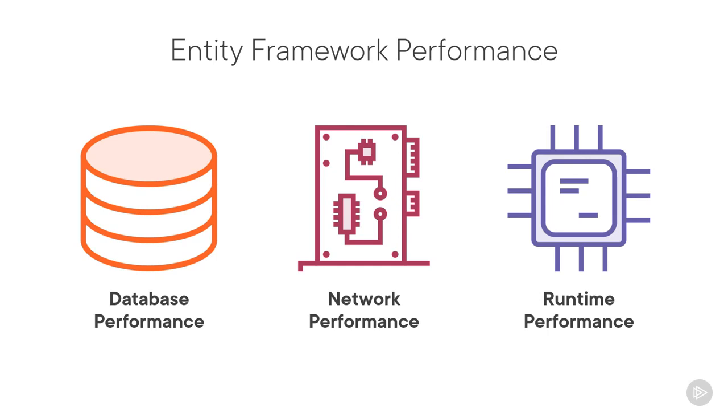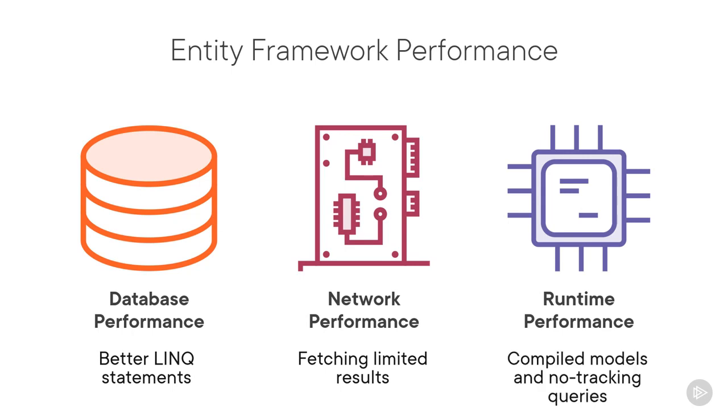This is all the time dedicated to maintaining the EF data structures. Change tracking is a good example of this kind of work. We can follow a few best practices to improve performance in all 3 of these areas. Being more intentional about our LINQ statements helps us with database performance. Fetching only the results that we need will help with network performance. And taking advantage of new EF Core 6 features like compiled models, as well as old favorites like no tracking queries, will help with runtime performance.